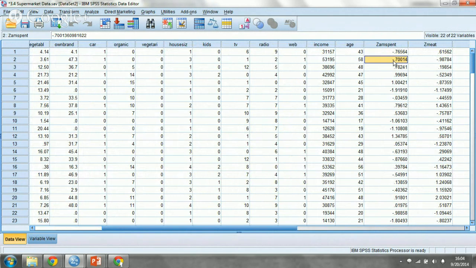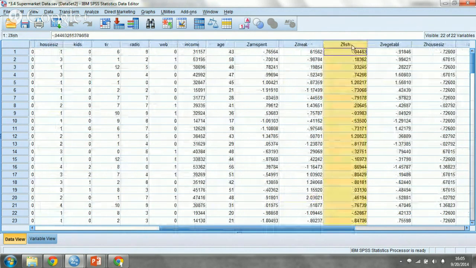This person is 0.700 standard deviations from the mean. Let's go down. Again, these are z-scores for amount spent. This person's z-score is 1.35 standard deviations from the mean on the amount spent, but they only had 0.507 standard deviations from the mean on their meat score. This person was 2.03 standard deviations from the mean on their meat score. And again, we have it for fish, for vegetable, for house size, and so forth. Again, this will tell us for each person, for each variable, how many standard deviations they are from the mean.